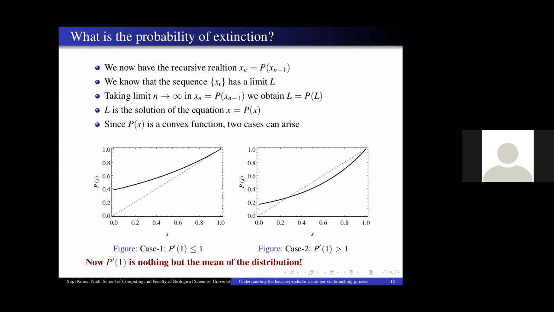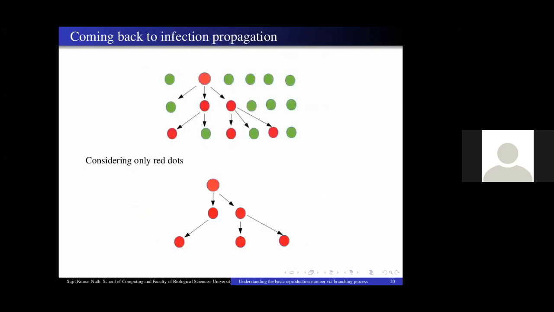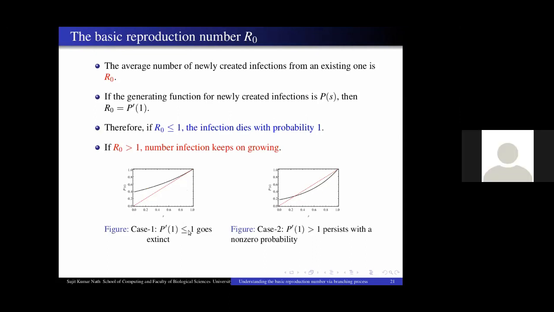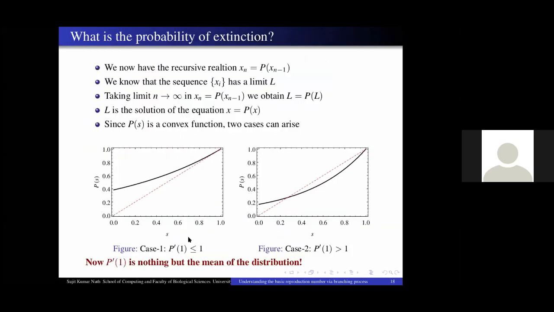Sujit, I have a question. Yeah, please, Sam. Suppose P prime is exactly equal to 1, then instead of exponential growth, do you get something like a power law for the growth? No, if P prime is exactly equal to 1, it goes extinct again with probability 1. Yeah, but what decides that? Why does 1 go with less than 1 rather than greater than 1?